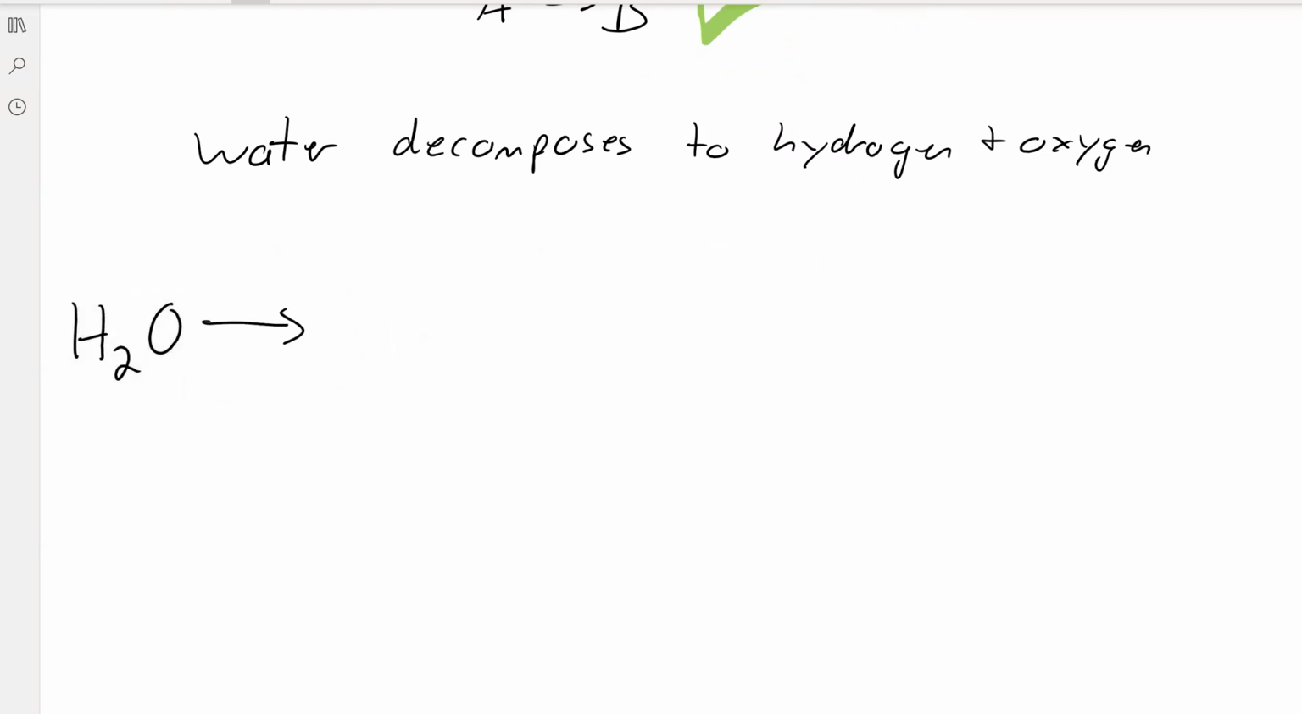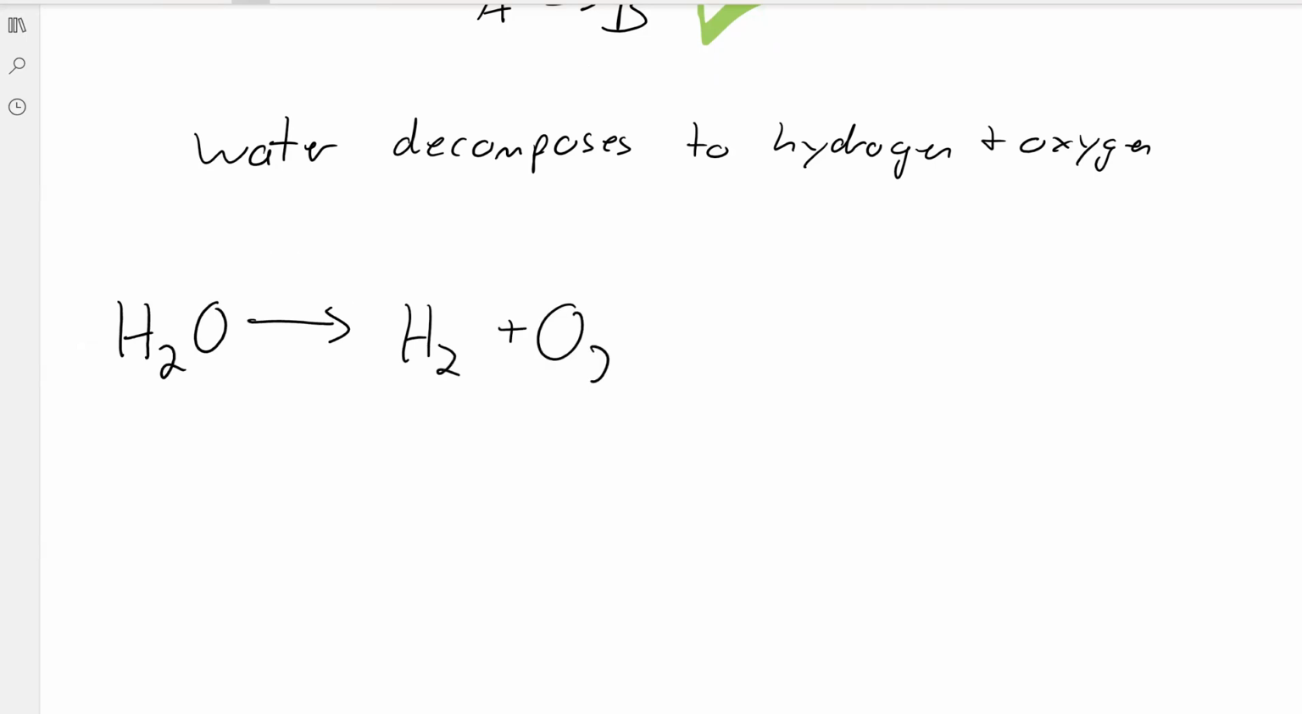And then decomposes, right? It's going to do something that indicates to us that we're going to go ahead and put our arrow. And in this case, it's going to decompose into hydrogen and oxygen. Remember, both hydrogen and oxygen are diatomic gases, so they don't just exist as H and O, they exist as H2 and O2. All right, so now we're going to try to balance this chemical equation.